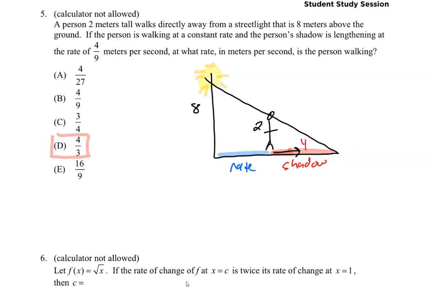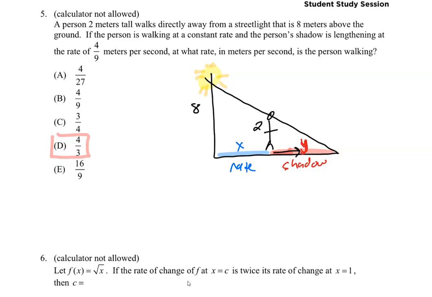Let's call that Y for the shadow. Let's call that X for the rate that he's walking. At this point, you can make an equation with similar triangles. All right? So if I gave you that picture, maybe that would help. X equals 2 over Y. Oh, that's a Y. Okay, sorry, I put a little tail on it. Equals 2 over Y.